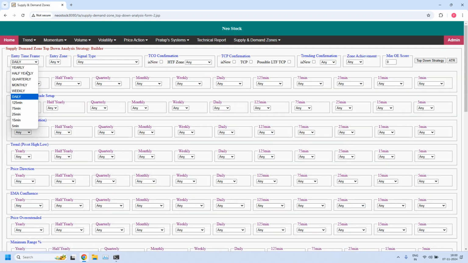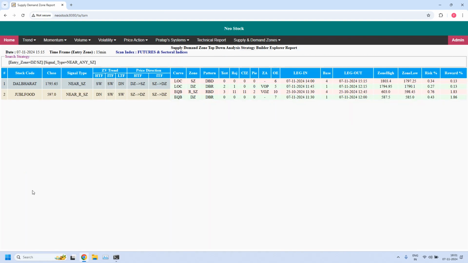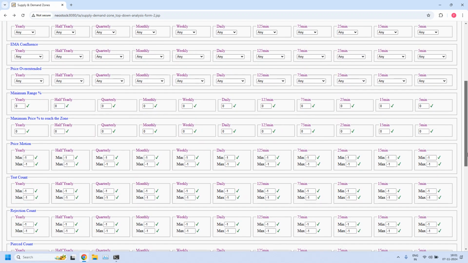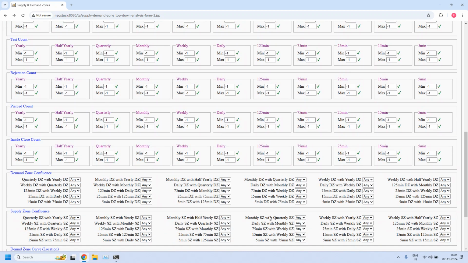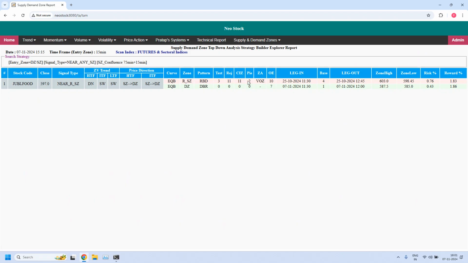Okay, next for 15 minutes time frame, let's find the stocks near the 15 minute supply zone. 2 stocks are filtered. Let's verify any of these 2 stocks are having ITF confluence. ITF supply zone confluence, that is 15 minute supply zone with 75 minute supply zone confluence. I am enabling the filter. 1 stock is filtered, but that is a pierced zone, so no use.